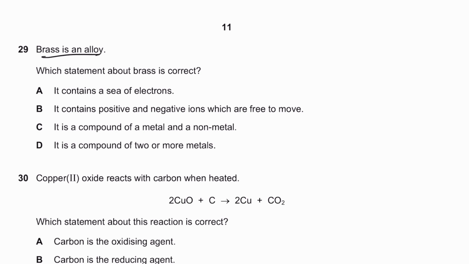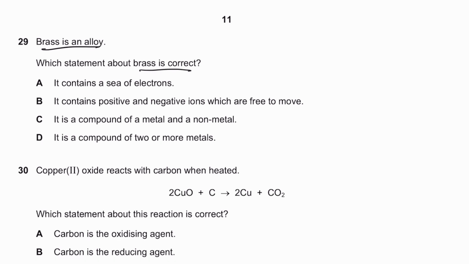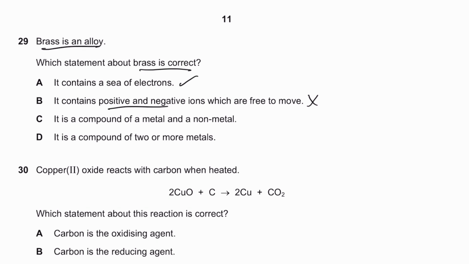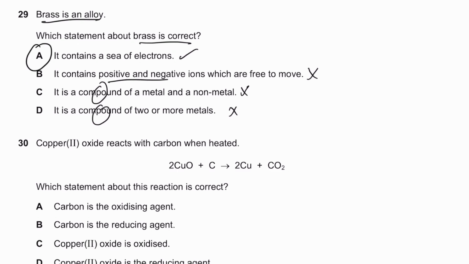Brass is an alloy. Which statement about brass is correct? It contains a sea of electrons. Yes. It contains positive and negative ions. No, not positive and negative ions, only positive ions. It is a compound of metal and non-metal. It's not a compound, it's just a physical mixture. So this is not correct. It is a compound. Again, it is not correct. So for number 29, the option is going to be A.